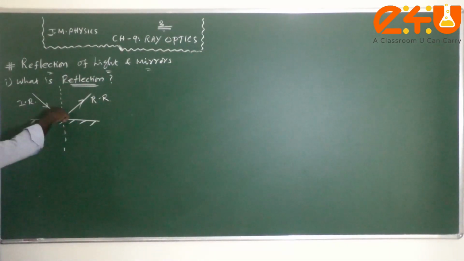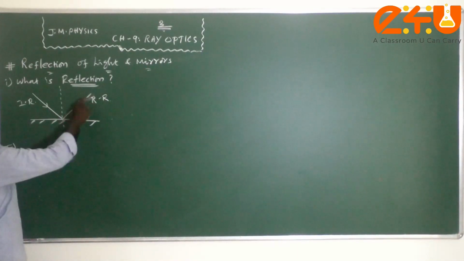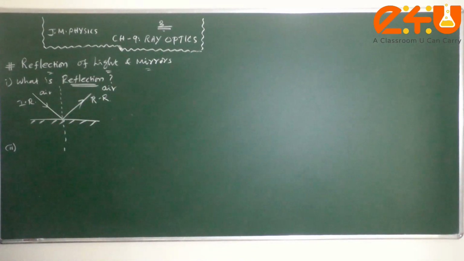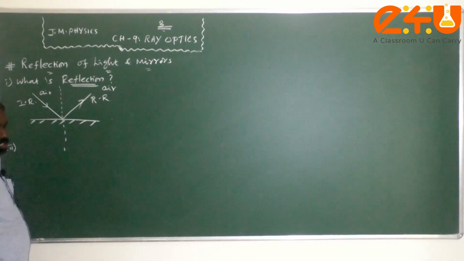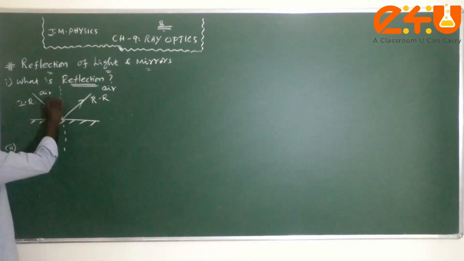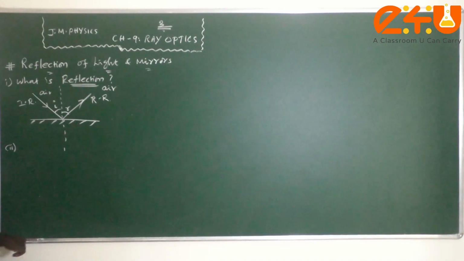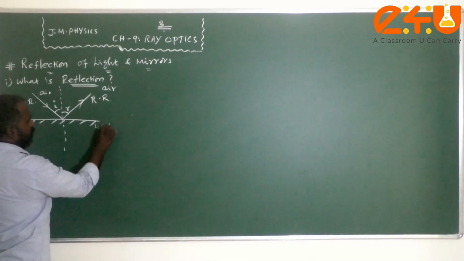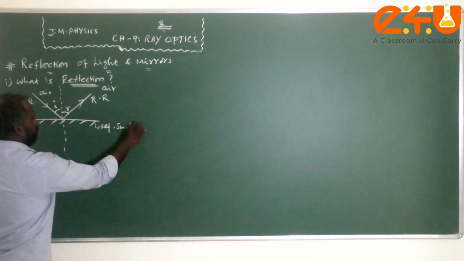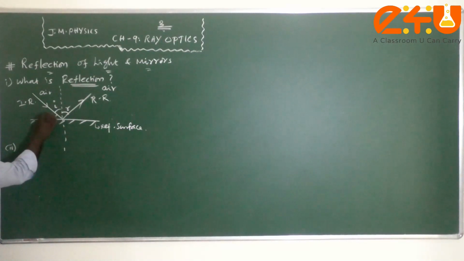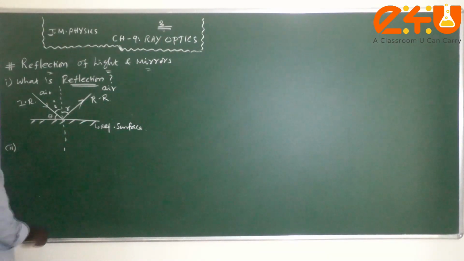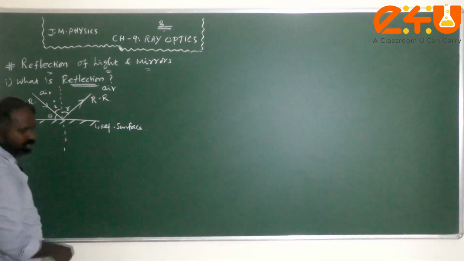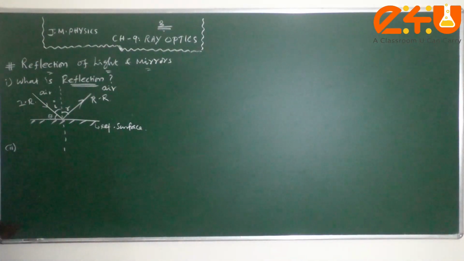So the ray falls on the reflecting surface as the incident ray, and it bounces back into the same medium. Suppose it is an air medium, then this ray also should come back into the air medium only. Such a phenomenon is called reflection of light. This angle is called the angle of incidence, and this angle is called the angle of reflection, both measured from the normal to the reflecting surface. And the angle between the ray and the reflecting surface is generally called the glancing angle, children. Please keep that in mind.